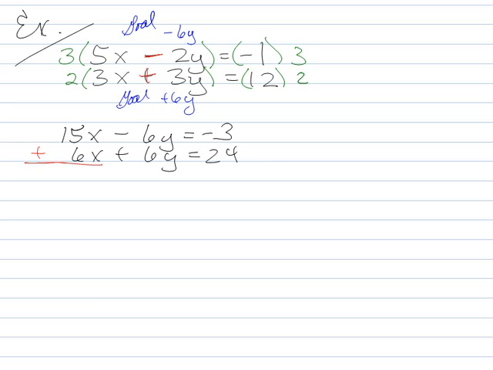The reason I did that is because now, when I add straight down, I get 21x plus 0. If you don't get the plus 0 here, it means you did something wrong. Equals 21.